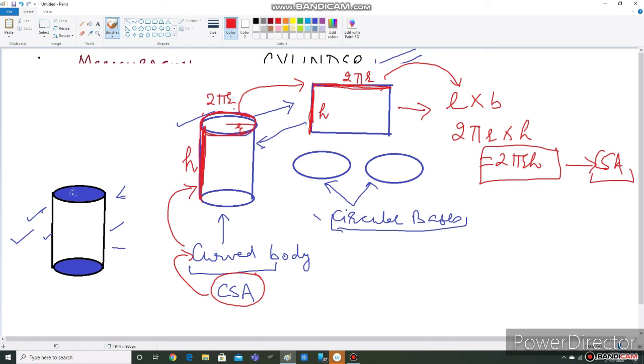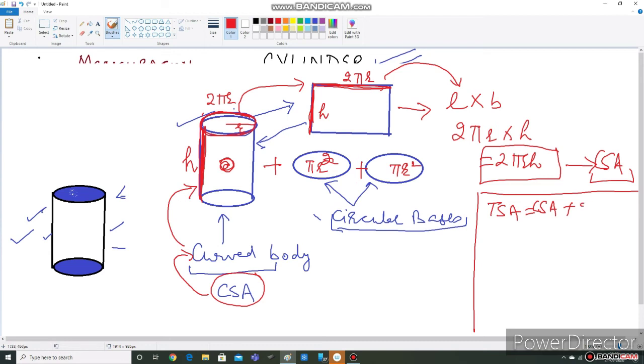Now suppose I want to find the total surface area of the cylinder. Total surface area of cylinder, right? So total means along with this curved body, I have to get the areas of these circular bases, and this is nothing but a circle. Its area is pi r square. Its area is again pi r square. So total surface area is curved surface area, means this body plus this body plus this body.